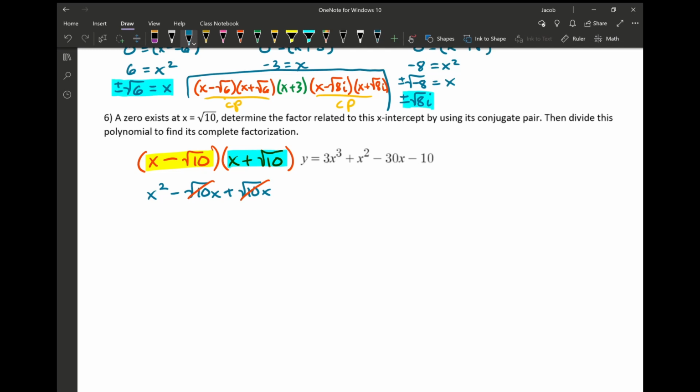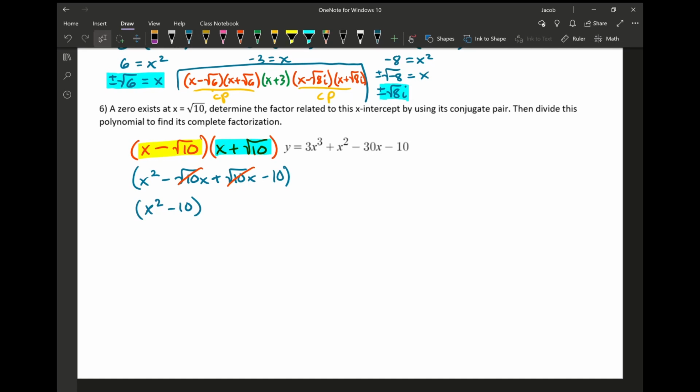And then minus 10 is going to be how I multiply negative radical 10 and positive radical 10 together. So this is x squared minus 10. Wow, that looks pretty tame. That factor looks pretty tame. It was just kind of a trick to get to it. And to make sure that we get the full factorization of this polynomial that we're given, we'll just divide that out of the polynomial. Oops. So I'm going to do that real quick.